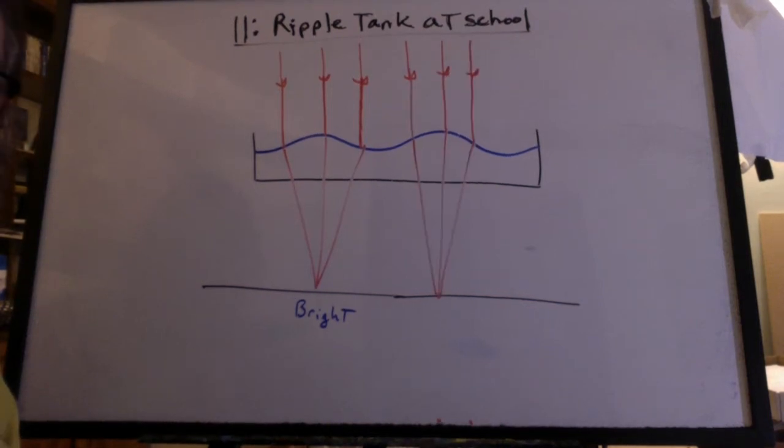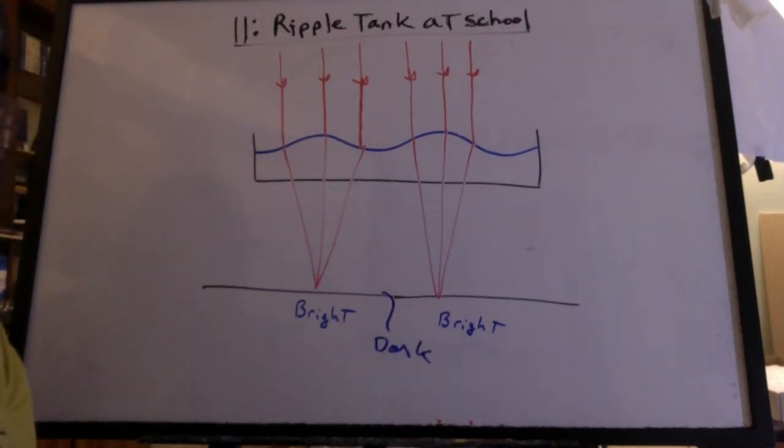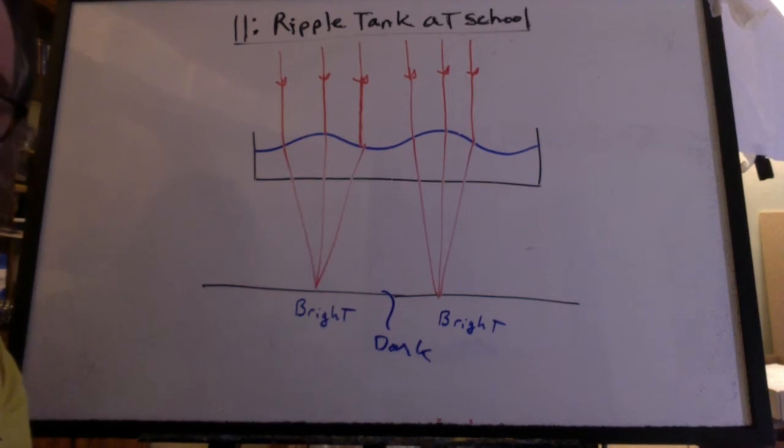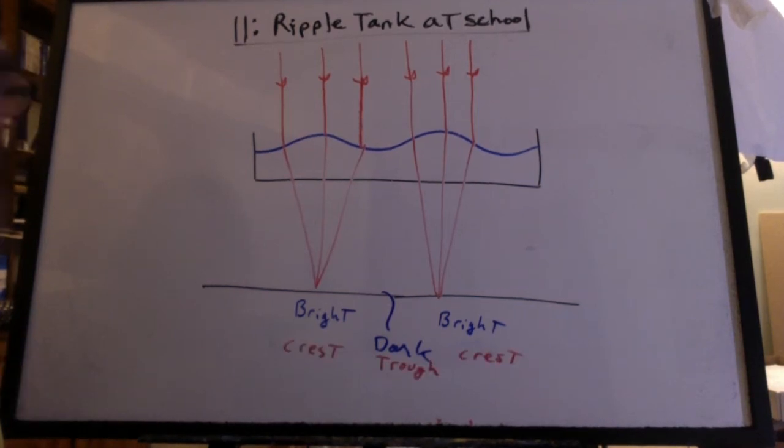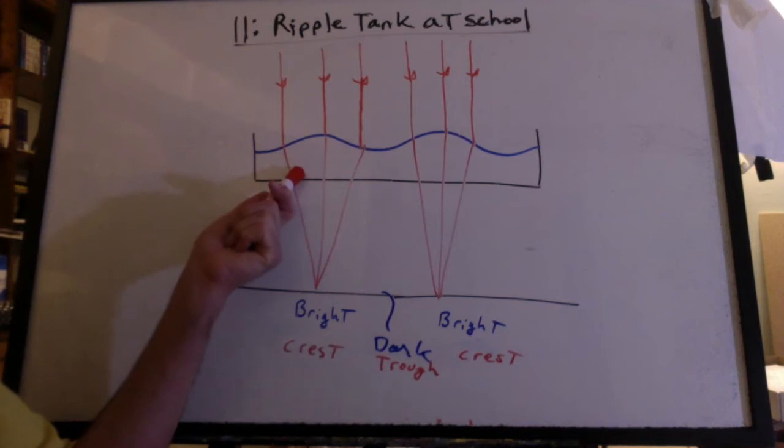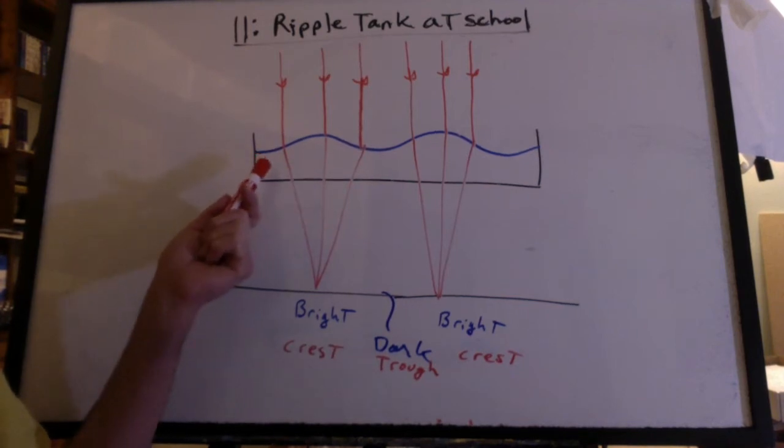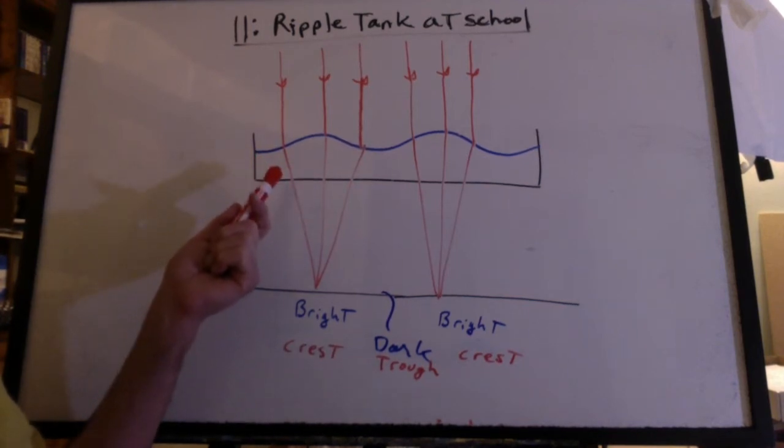The next crest does the same thing. So what's in between the two bright regions? There's a lack of light at the trough. This occurs due to a change in speed of the light as it enters the water. It's called refraction, and we're going to study this more later.